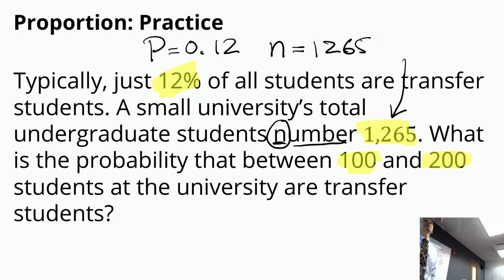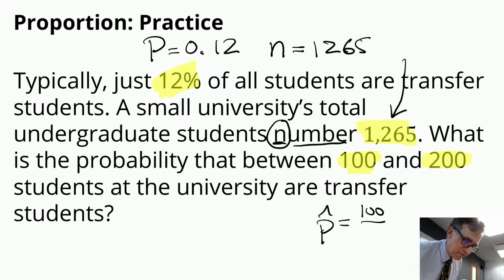Luke, do you have any ideas? What's 100? The p with the hat. It's not exactly the p with the hat, is it? No, it's not, but it's related. So we would do something like this. The p hat is 100 over 1265. Same thing goes with the 200. I'm not going to bother writing that out. That's also a p hat. Those are sample proportions.